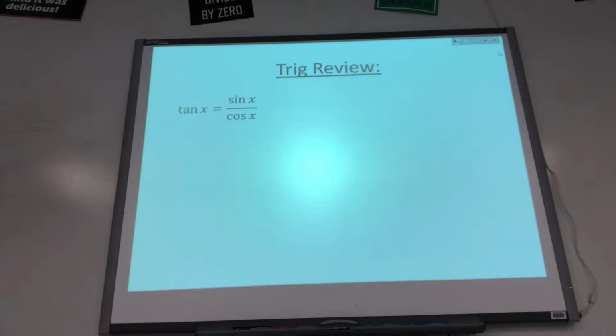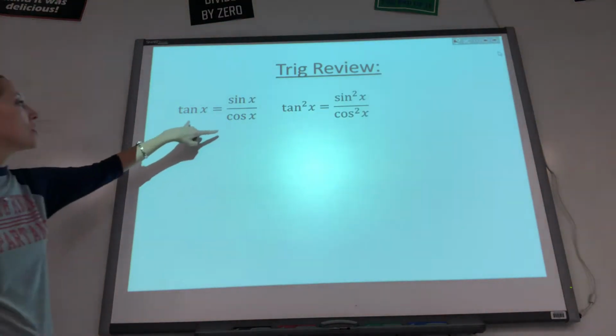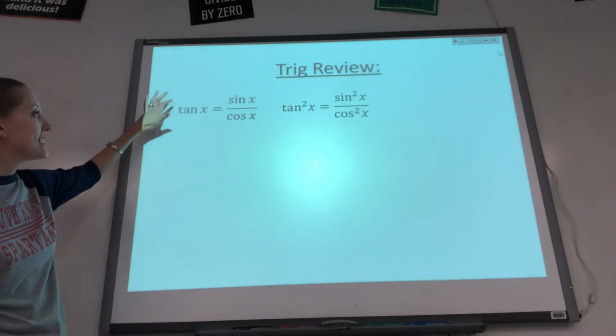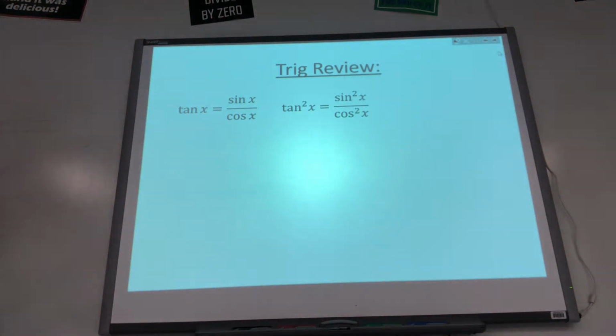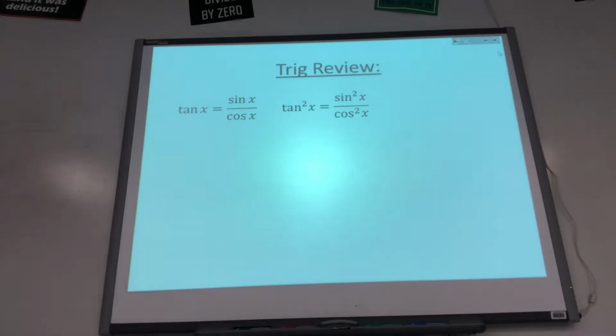Okay, this first one was called a quotient identity. Tangent of x equals sine of x over cosine of x. That was a quotient identity back in trig. We're going to use it again today. Now, you can also take that quotient identity and use it with everything being squared. So you've got tangent squared equals sine squared over cosine squared.